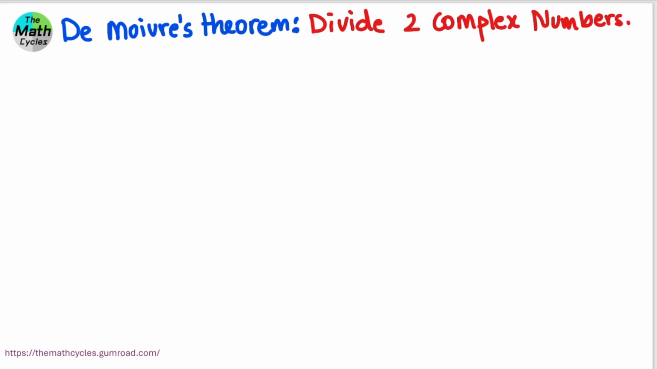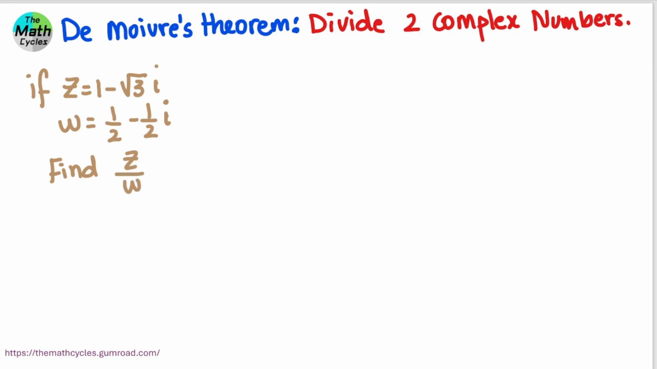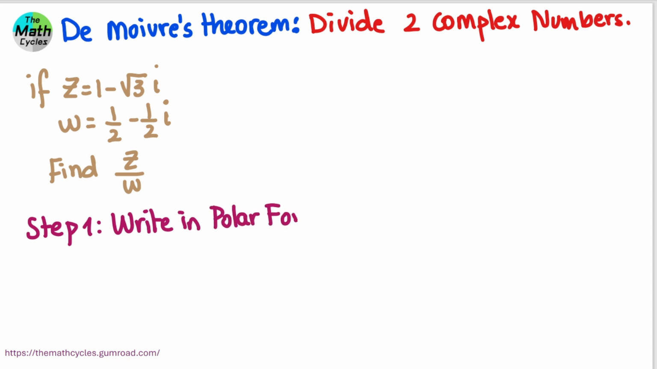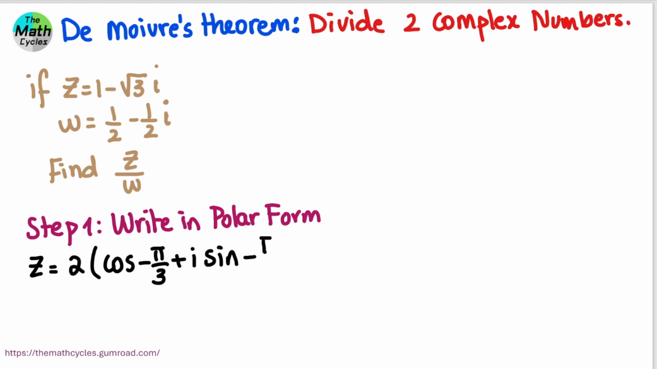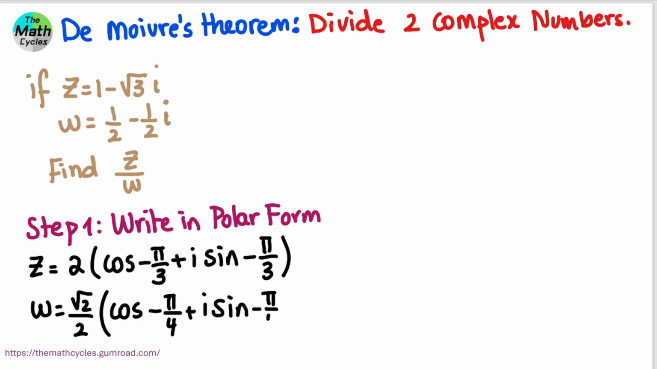Let's take an example. If Z equals 1 minus radical 3 i and W equals half minus half i, let's find Z over W. So step 1, we need to write in polar form. We already found Z and W in polar forms, so Z equals 2 cosine minus pi over 3 plus i sine minus pi over 3. W equals radical 2 over 2 cosine minus pi over 4 plus i sine minus pi over 4.